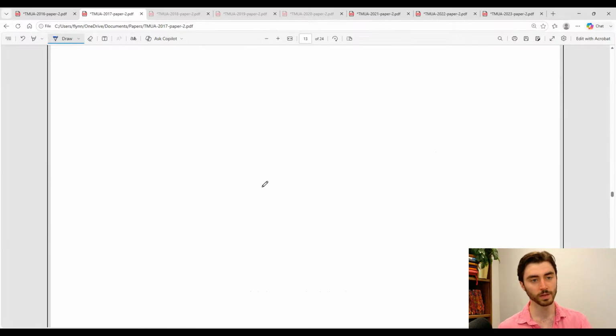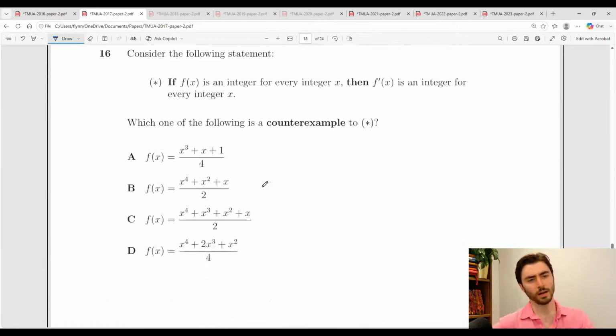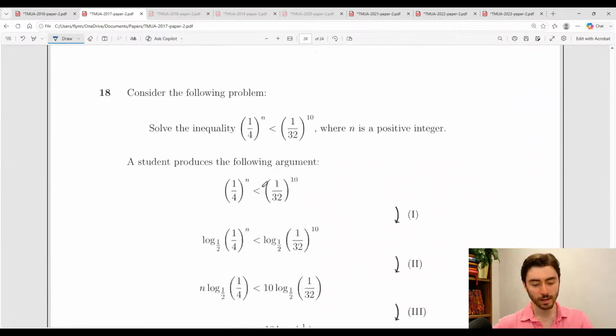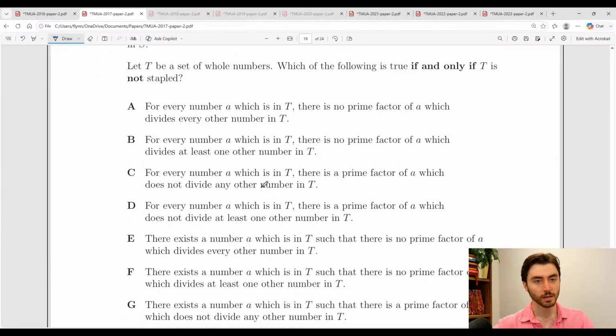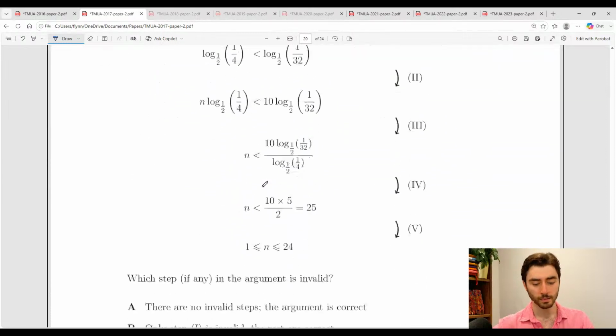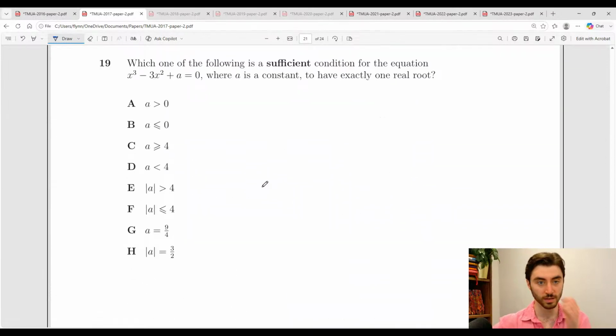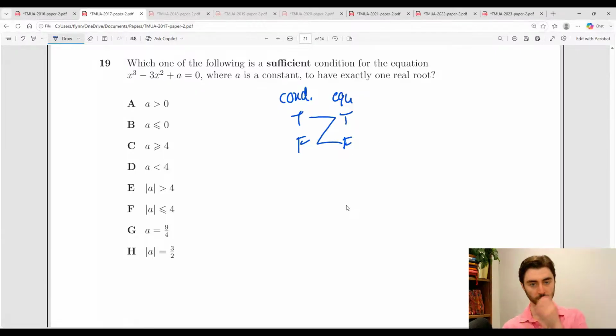17, I think, was a... We'll get onto that. So 18. That's a proof one. Okay, sufficient. So which of these is a sufficient condition? Again, condition, equation. Sufficient looks like that. So we want to ask, can the condition be true and us have the equation being false?